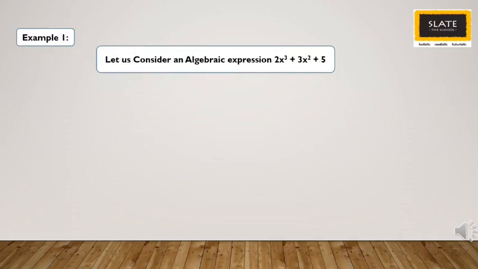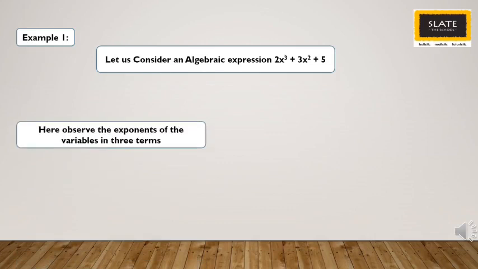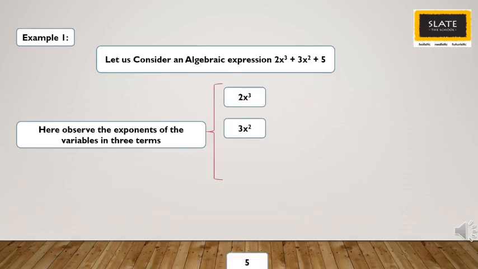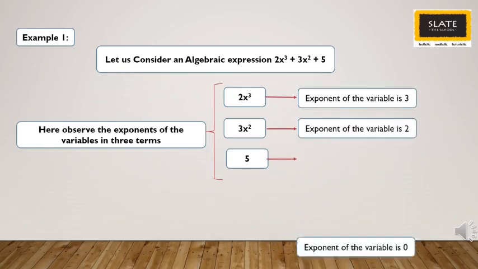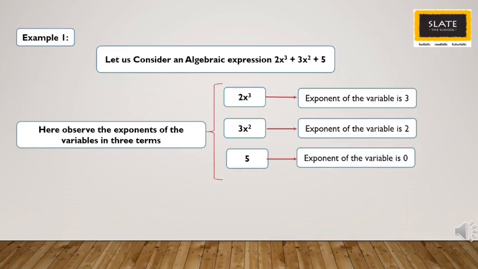Example 1. Consider an algebraic expression 2x cube plus 3x square plus 5. Here how many terms are there in the given algebraic expression? Yes, there are three terms. First one is 2x cube, second one is 3x square, and the third one is 5. In the first term 2x cube, the exponent of the variable is 3. In the second term 3x square, the exponent of the variable is 2. And in the third term, there is no variable.